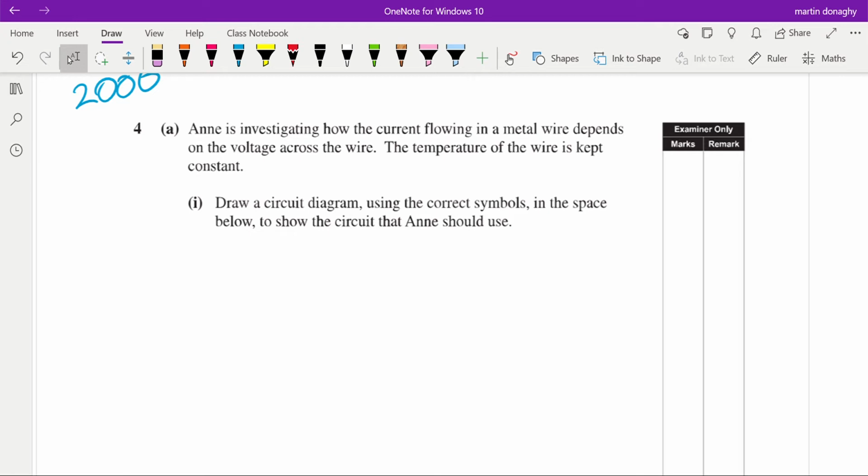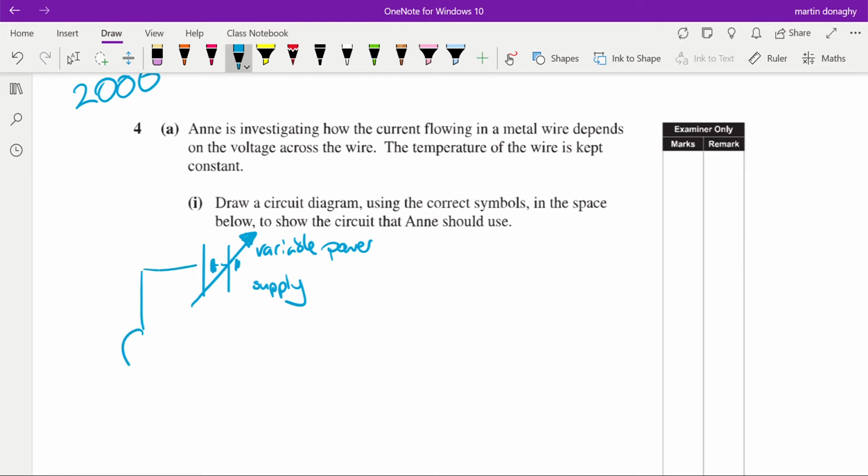It says draw a circuit diagram using the correct symbols in the space below to show the circuit that Anne should use. Now, there's two possible circuits you can do. We can use one that has a variable power supply, or you could use one with a variable resistor. What we need is an ammeter that's in series with our wire. I'm just going to use a little resistor as our wire, but you could use a different circuit if you want. They're all in series, and you can put this anywhere in the series circuit.